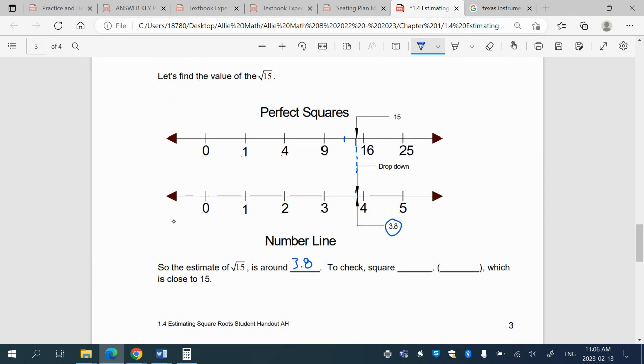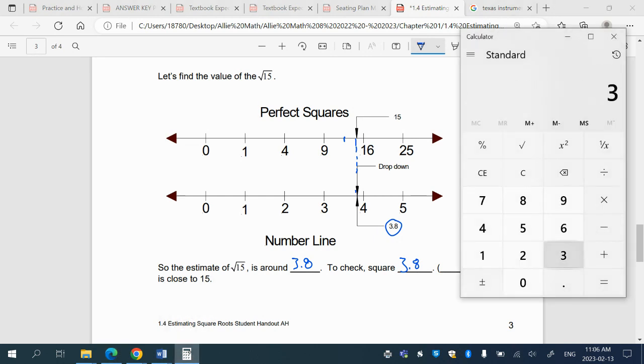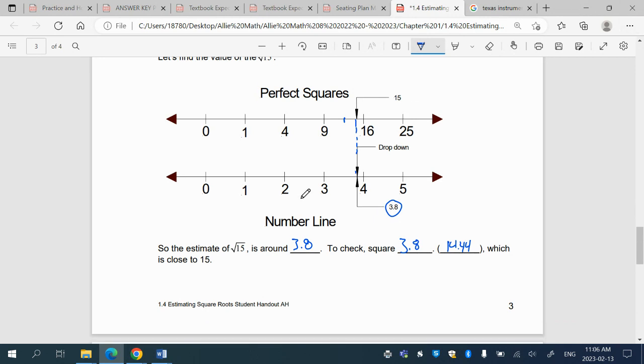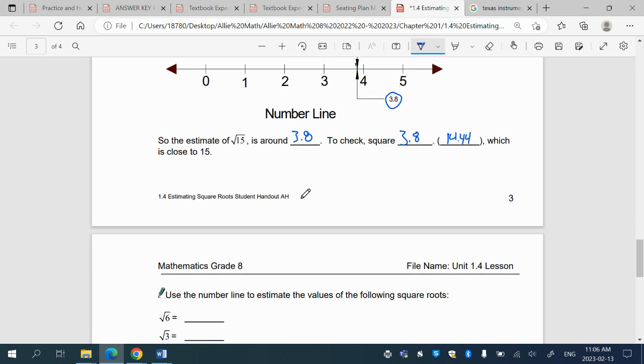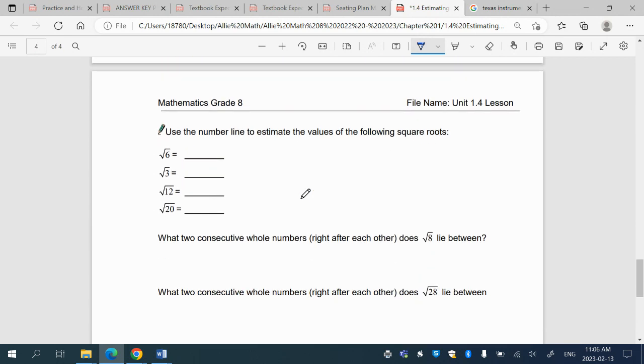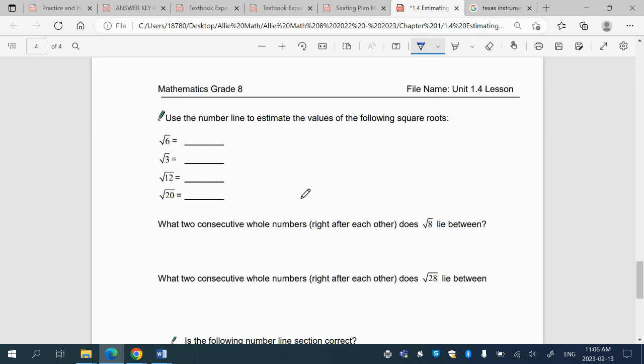So to check, square 3.8, and let's see what we get. 3.8 squared is 14.44, not bad, which is close to 15. Maybe a better estimate would have been 3.85. We could try that, but ultimately we're pretty close, so not bad. It's a good estimate.